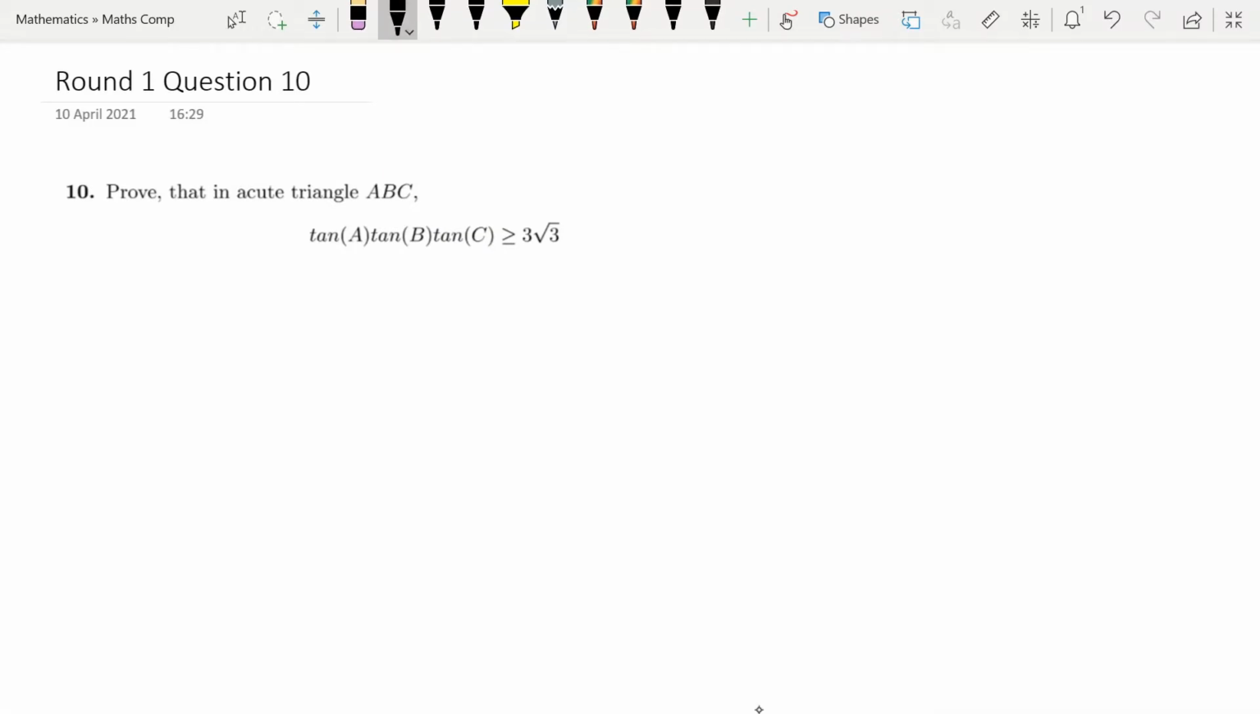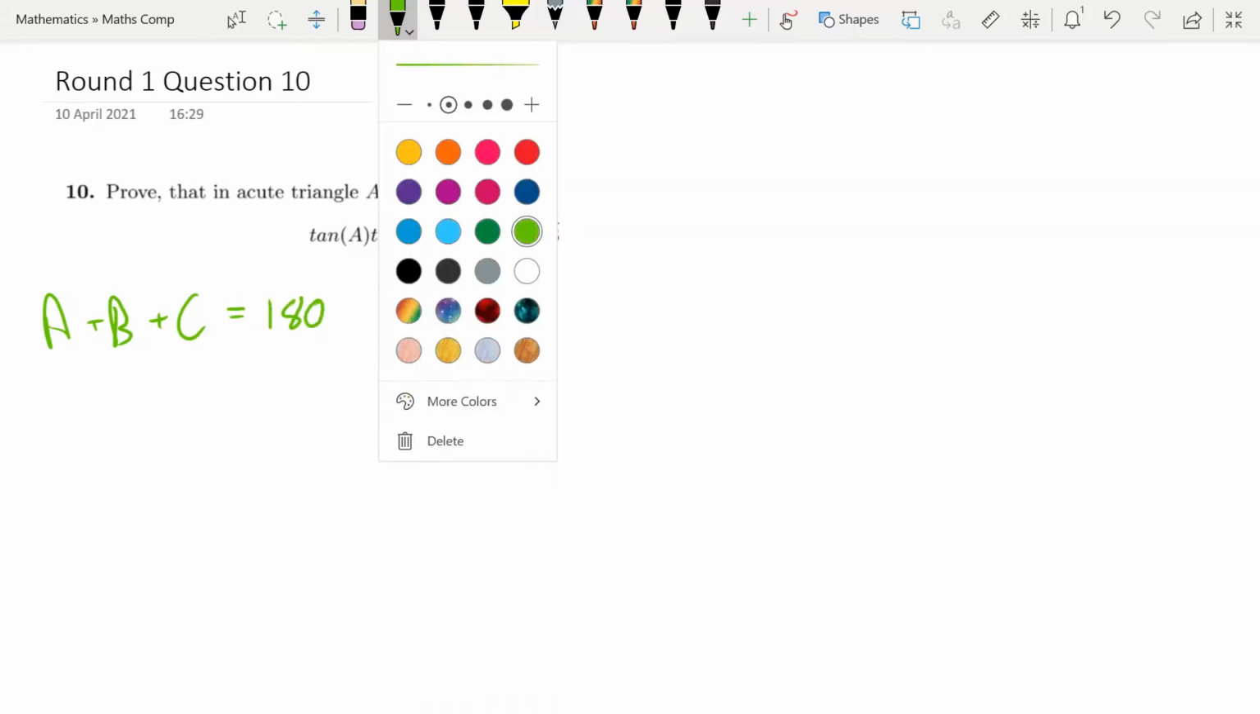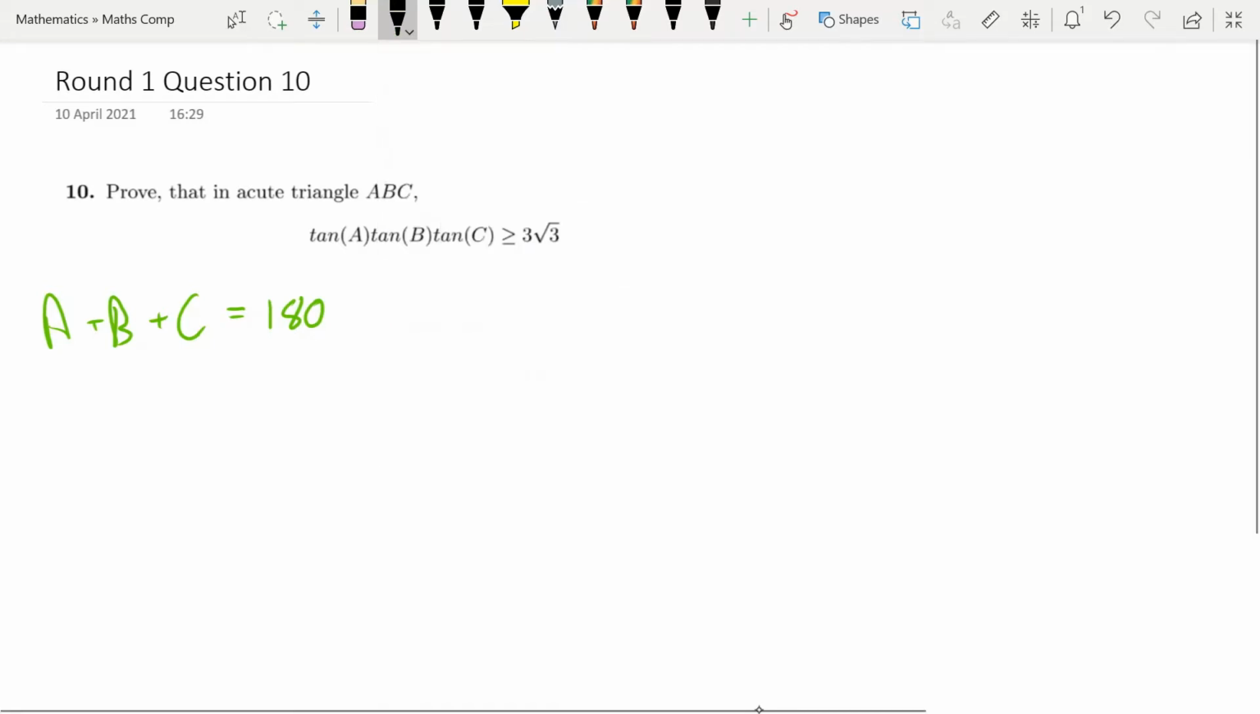It has many solutions. I'm going to be going for a solution that doesn't contain any calculus, but there are solutions with calculus, and all solutions will receive 4 marks, no matter what the method is. So firstly, note that if you have a triangle, then A plus B plus C will equal 180 or pi. Furthermore, from that, we can say that C is equal to 180 minus A minus B.